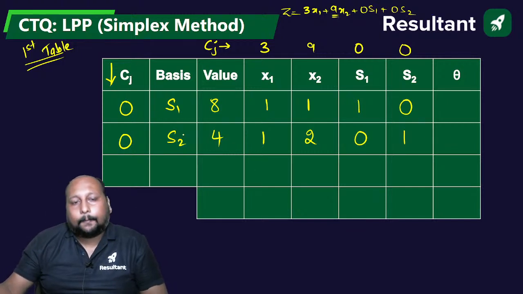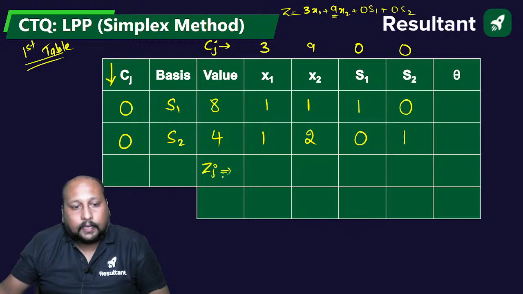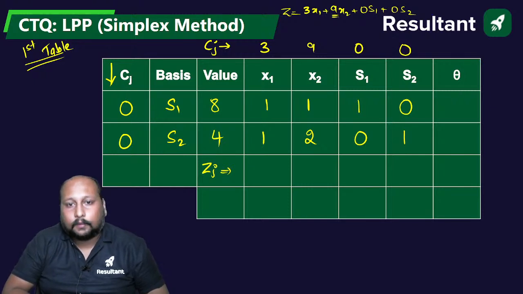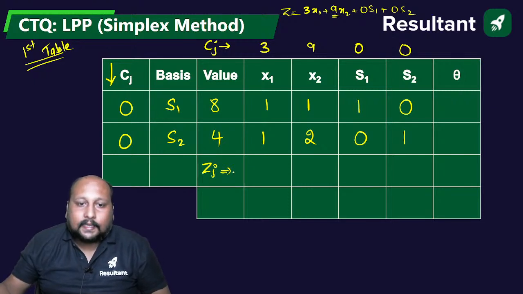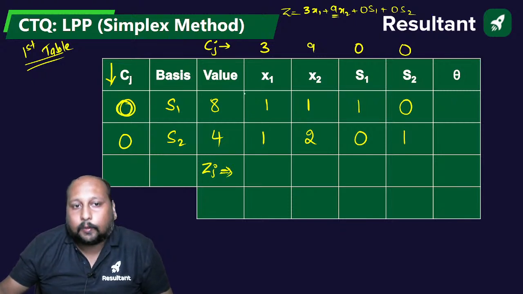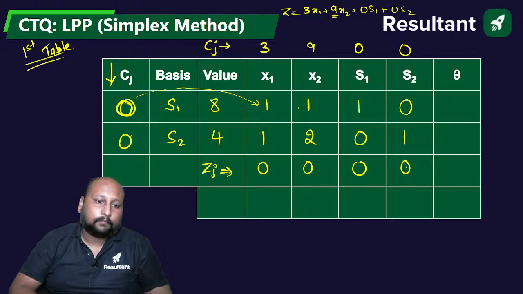So how can we check? What we need to do is calculate the value of zj. Let us calculate zj. Zj is nothing but you have to multiply the Cj value with the corresponding column. So 0 into 1 plus 0 into 1, that will be 0. 0 into 1 plus 0 into 2, that is also 0. 0 into 1 plus 0 into 0, that is 0, and this is also equal to 0.